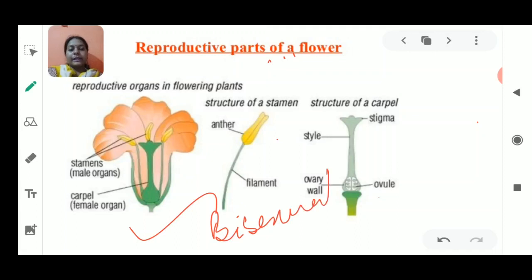Okay, why is it a bisexual flower? Because bi means two, and what two are we talking about? We are talking about the stamen and the pistil. So if these two organs, these two parts, are present in a flower, it is known as a bisexual flower.